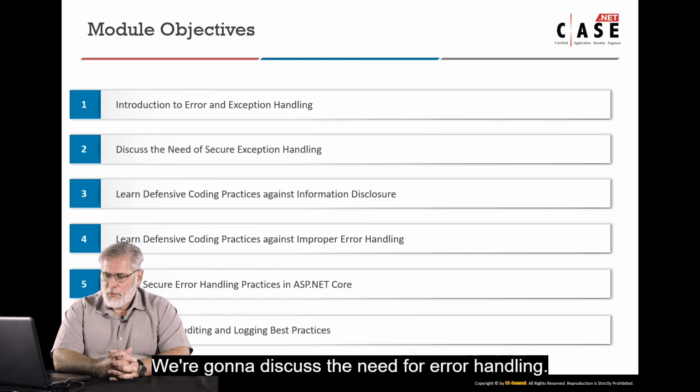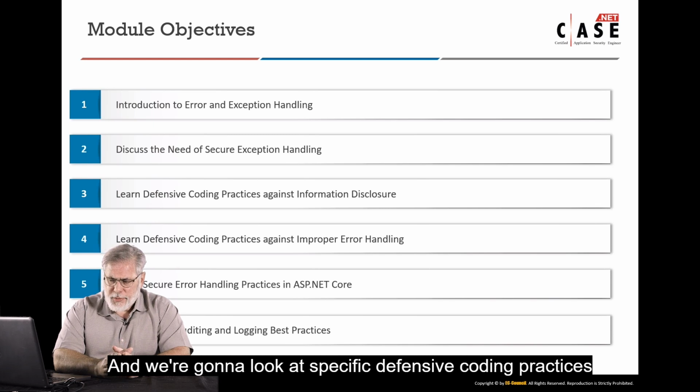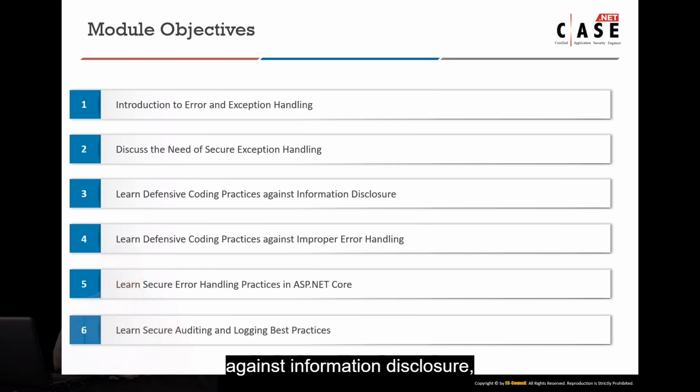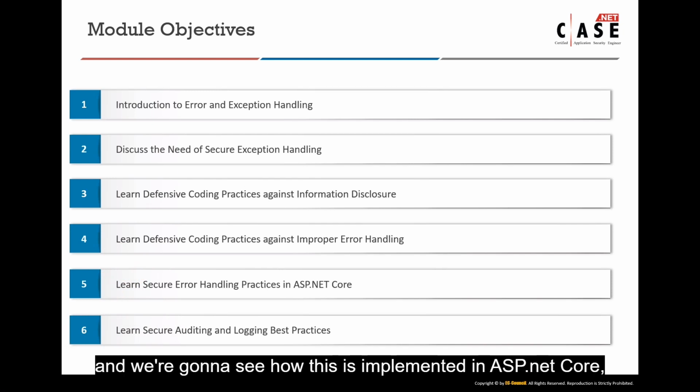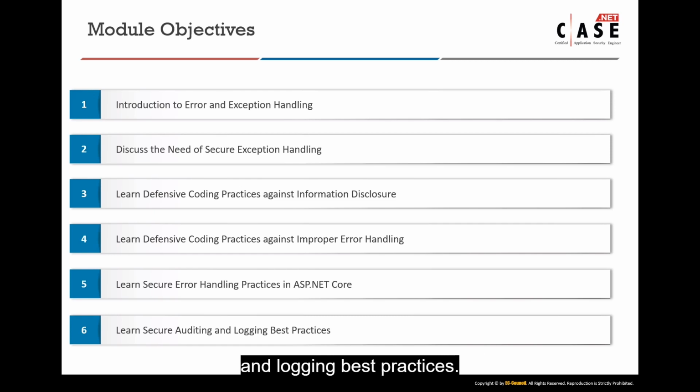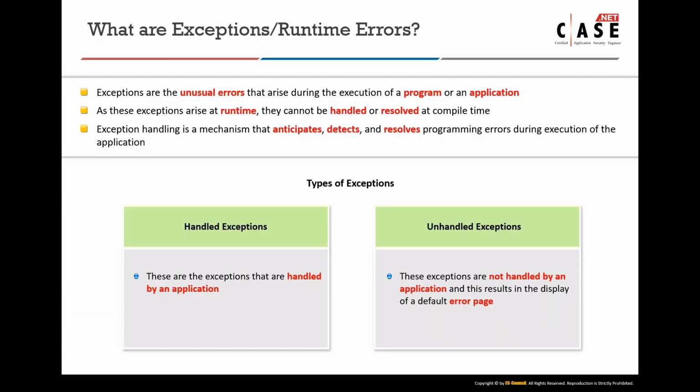We're going to discuss the need for error handling, and we're going to look at specific defensive coding practices against information disclosure, against improper error handling, and we're going to see how this is implemented in ASP.NET Core, as well as looking at auditing and logging best practices.